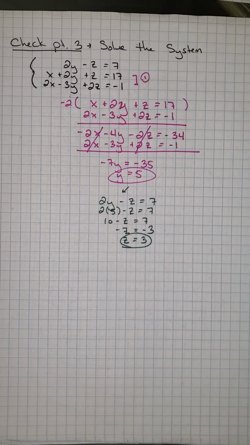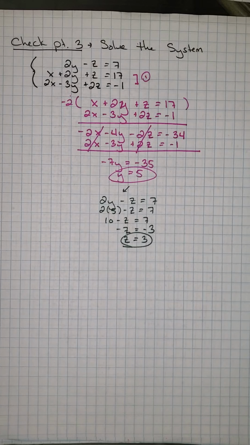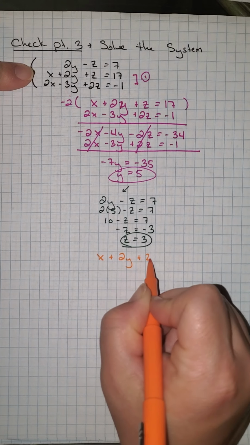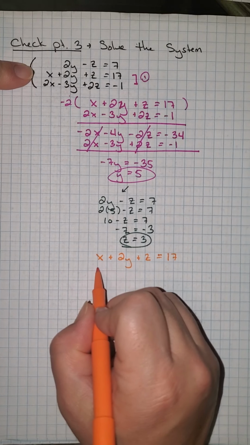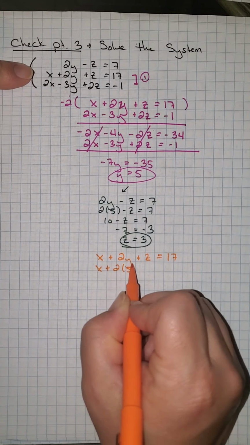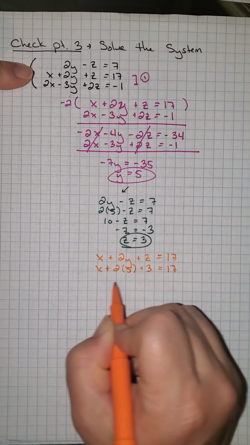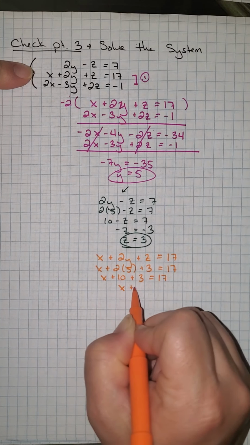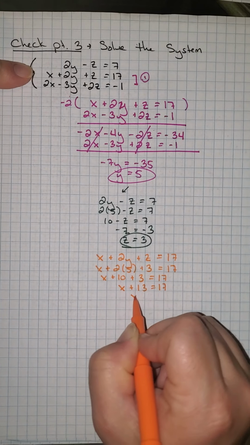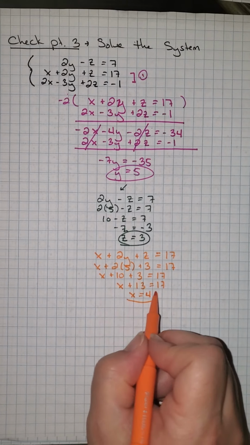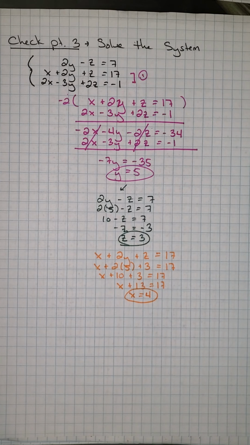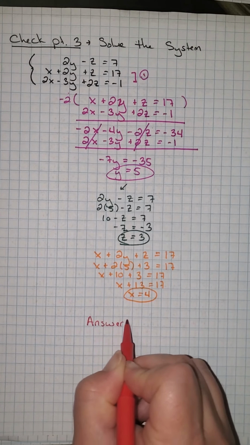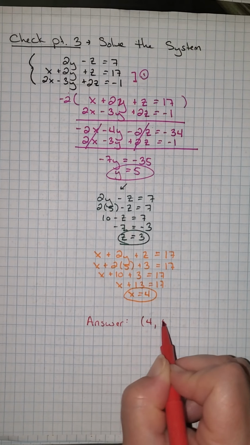Now I just need to find an equation that has x in it and then solve for the x. I'm just going to go with that middle equation. The x plus 2y plus z equals 17. So x plus 2 times 5 plus 3 equals 17. X plus 10 plus 3. So x plus 13. Subtract the 13 and x is 4. And there's all the pieces parts to your answer. So our answer is 4, 5, 3.